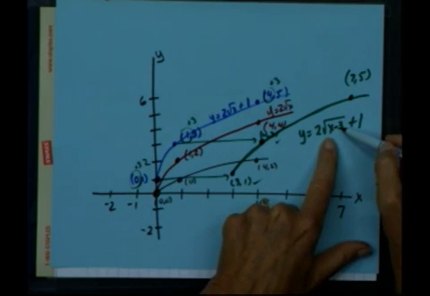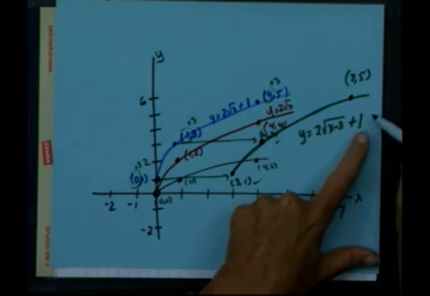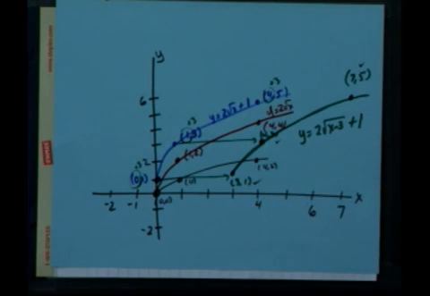Let's put a 7 in. 7 minus 3 is 4. Square root of 4 is 2. 2 times 2 is 4. 4 plus 1 is 5. Check. We are perfect. Okay? Wasn't that fun? That was fun.